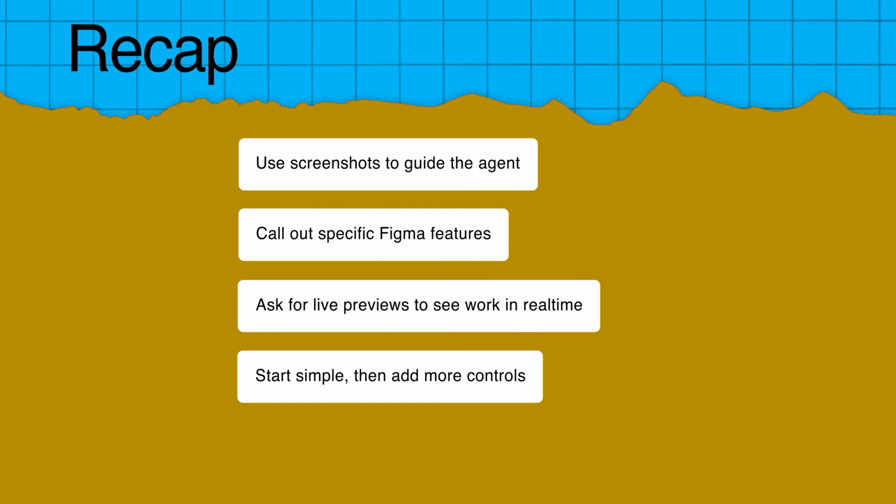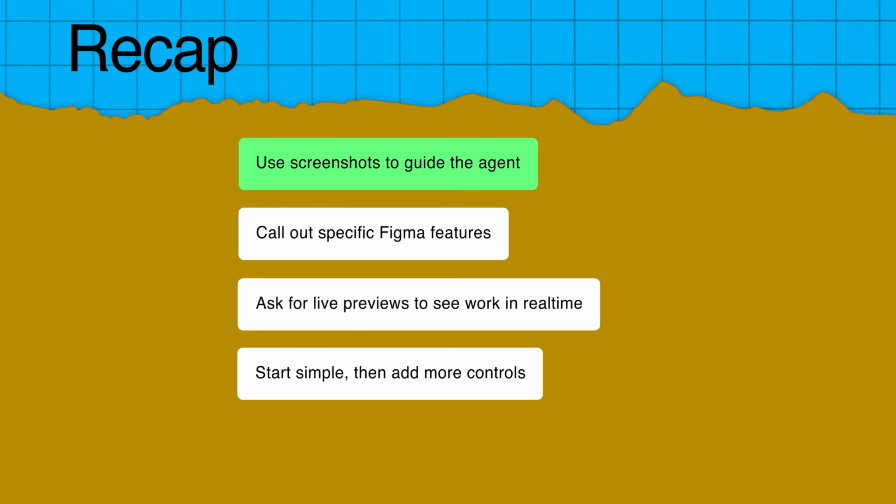Now here's a quick recap. 1. Use screenshots to help the agent build a plugin that can create what you're envisioning. 2. Reference the specific Figma features or tools you want the agent to use. 3. Prompt for a live preview so you can see your controls work in real time. And number 4, start with a few controls, then build it up with the agent's suggestions.